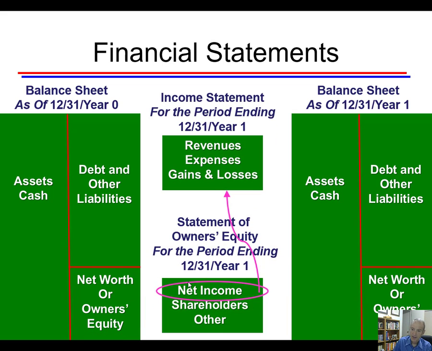And then the last statement, the most famous one, the one that's used the most, is the statement of income, the income statement. It's also for the period ending. It has 4 pieces to it: revenues, expenses, gains, and losses. And it's the same net income that you have in the statement of owner's equity. So it gives you more detail on that statement of owner's equity. So it doesn't really give you the change in the balance sheet.